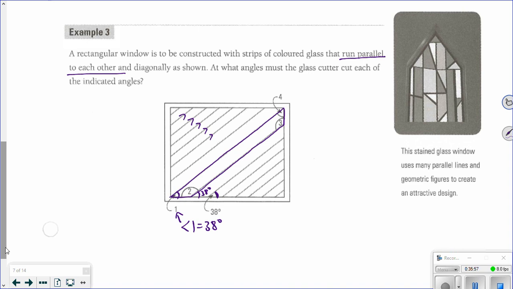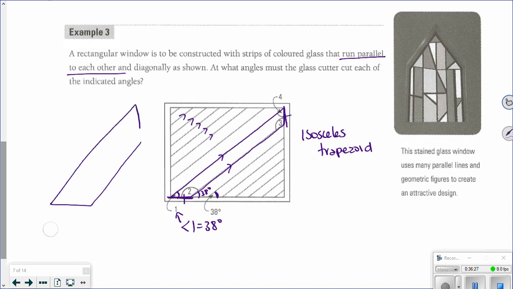If they're all parallel to each other, that also means that this side length right here and this side length right here are equal. These are parallel. So I've got two parallel sides, two equal sized sides. This again is an isosceles trapezoid. And I'm just going to redraw it a little bit bigger to work with. This is 38 degrees. These are parallel. These are the same size.